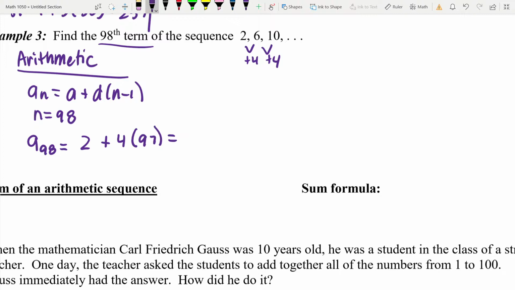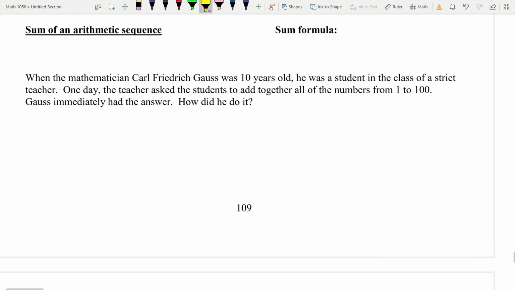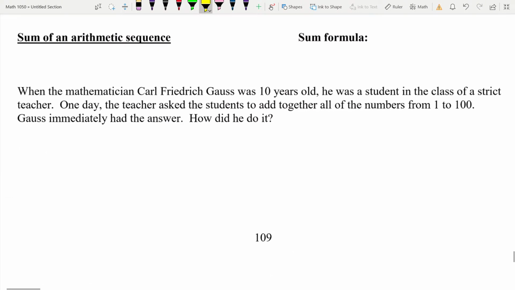Then just grab your calculator. 2 plus 4, parenthesis 97, close it. You get 390, and you're done. That's it. Who says I'm totally good? Raise your hand. Let me see how you're doing. Okay, great.